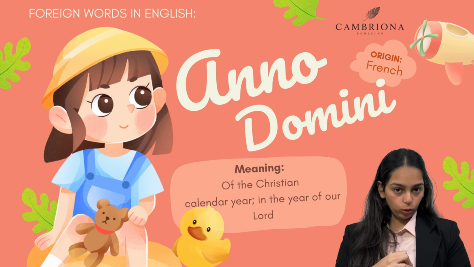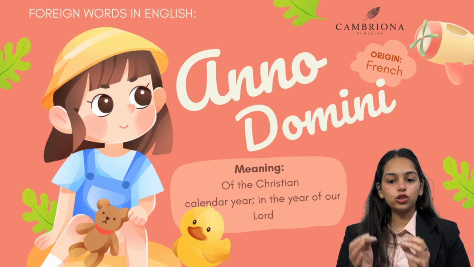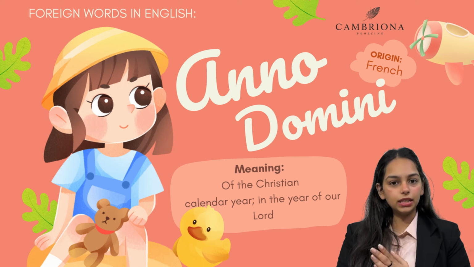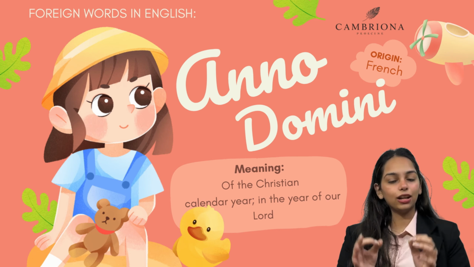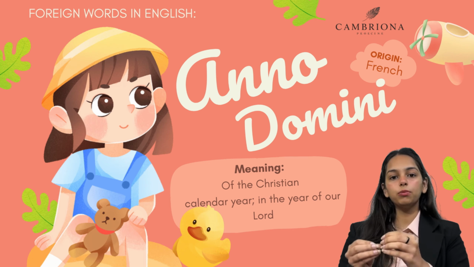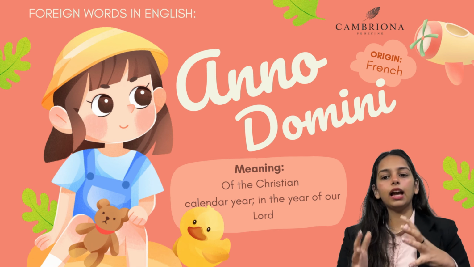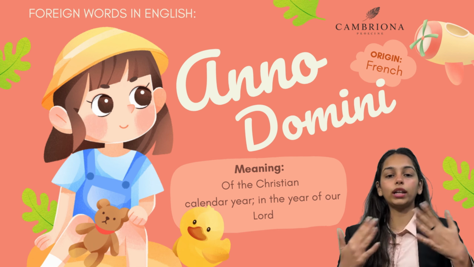Now we have Anno Domini. The meaning is of the Christian calendar year, in the year of our Lord. Basically, आपने स्कूल में social science में पढ़ा होगा AD and BC. So the AD is Anno Domini, basically after the birth of the Christ. उन सालों को refer करने के लिए we say that Anno Domini or 1460 AD.